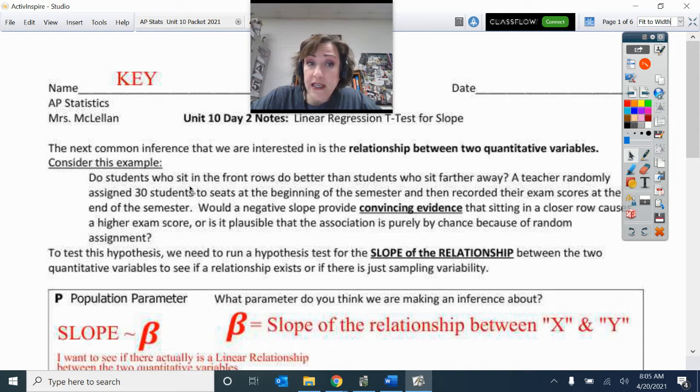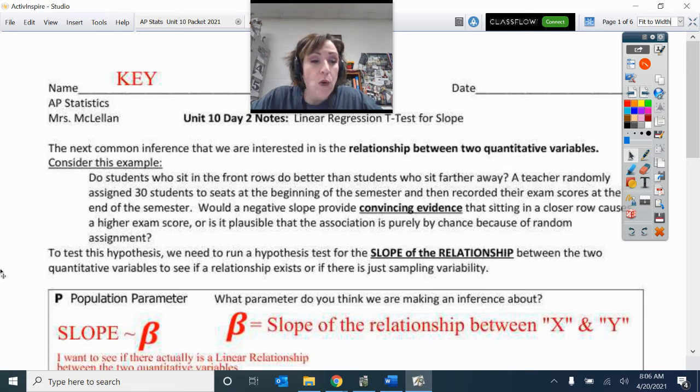Do students who sit in the front rows do better than students who sit farther away? A teacher randomly assigned 30 students to seats at the beginning of the semester and then recorded their exam scores at the end of the semester. Would a negative slope provide convincing evidence that sitting closer in row 1 would cause a higher exam score? Or is it plausible that this association is purely by chance, just random, due to random assignment, random variability, sampling variability, sorry.